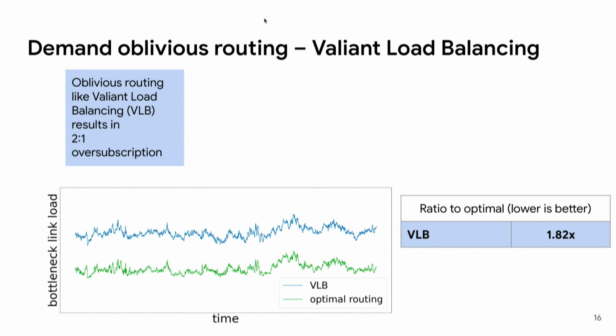To further illustrate this, we compared the bottleneck link load under VLB with that under an optimal routing. Here, optimal routing represents a rather idealized scenario where the traffic matrix is known a priori, and each traffic is routed optimally to minimize the bottleneck link load. So it serves as a nice lower bound for our comparison. We see that the load under VLB is 82% higher than the lower bound. So this 2-to-1 oversubscription ratio proves too high for our fabrics, as many of our aggregation blocks run at utilization well above 50%.